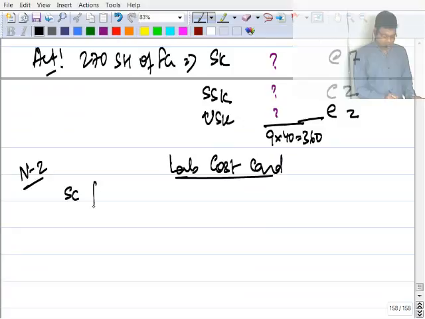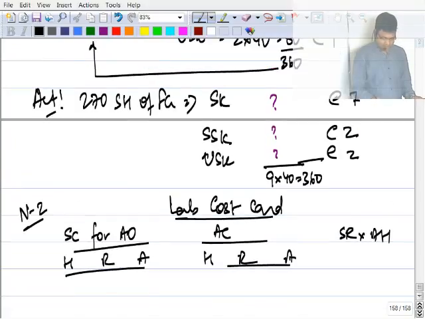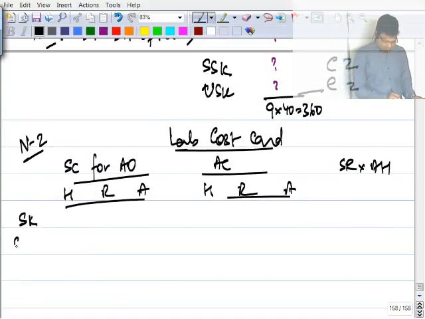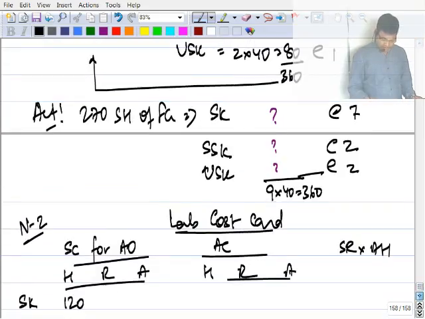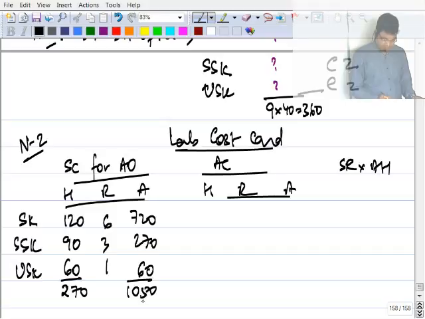In the labor cost card, there is standard cost for actual output and actual cost. There would be one more column, which would be standard rate into actual hours: hours, rate, amount, hours, rate, amount. So for standard we can convert easily now. 160 is for 360, so what comes for 270? Skilled, semi-skilled, unskilled: 120, then 120, 96, 90, 60. Total 270. Rates are 6, 3, 1, so 720, 270, 60, total 1050.